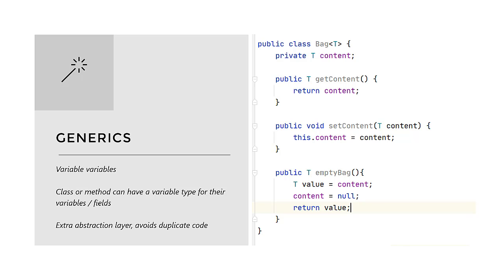And knowing this, we can actually make a method getContent that returns something of type T. And we create a method setContent that takes an input parameter of type T. The same for this method emptyBag. It's returning a T and it's setting the content to null, which is possible because null is possible for all objects, and we know one thing, and that is that T is some sort of class value.